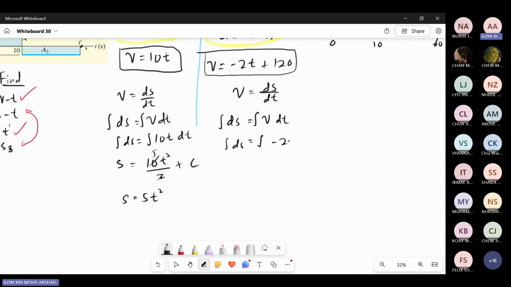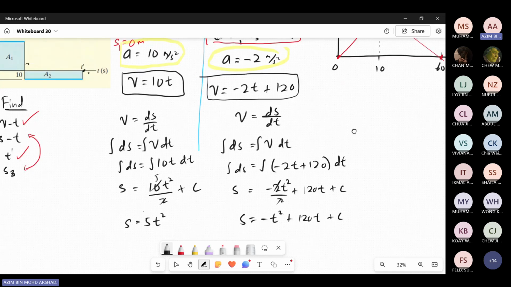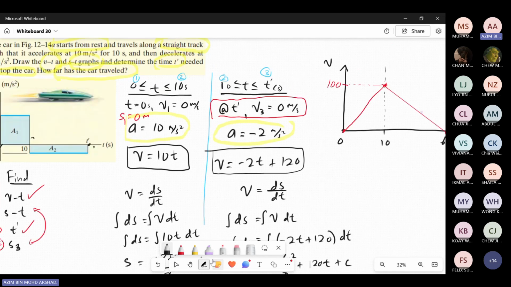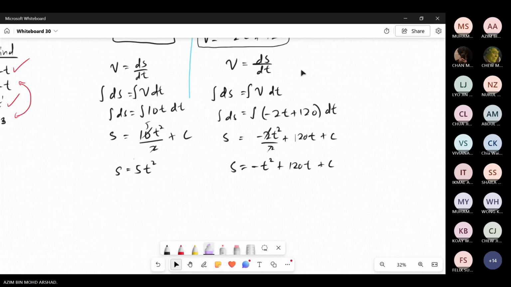V is negative 2t plus 120 dt. So S equals negative 2t squared over 2 plus 120t plus C. Okay, so we'll get S equals negative t squared plus 120t plus C. Again, we have to evaluate what C is. And again, the initial condition for this case is at t equals 10 seconds, right here. Okay, so we can find this using this equation.